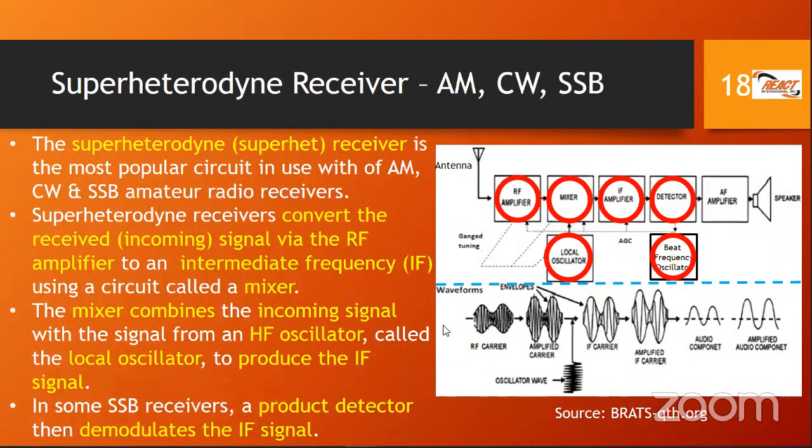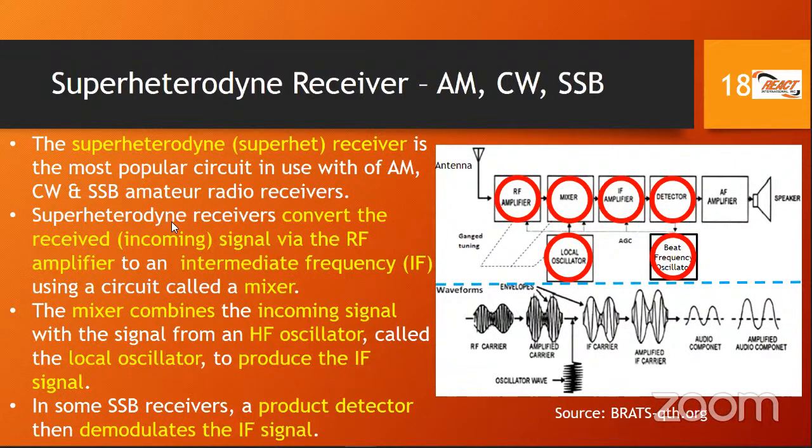We now come to receiver circuits. So the first type of receiver circuit that we will deal with, and we did talk about this already in the technician class, but we go a little bit more into detail. It's called the Superheterodyne Receiver, or sometimes just called the Superhet Receiver. That receiver is very popular for use in AM, CW, and SSB receivers. So again, it's the Superhet Receiver for AM, CW, and SSB. Notice we did not say FM, because we'll come to the type of circuit for FM later.